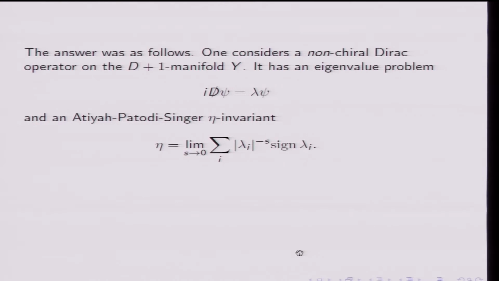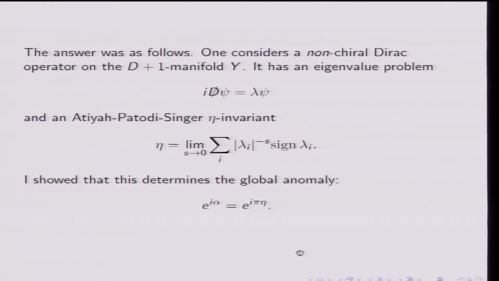And the answer was as follows. I'll only state the answer very briefly. On the D plus 1 manifold Y, you consider a non-chiral Dirac operator. Since it's not chiral, it has an eigenvalue problem. And given the eigenvalues, you can define the Atiyah-Patodi-Singer eta invariant. And then I showed that the global anomaly is e to the I pi eta. So that's a general answer for the global anomaly in any fermion problem.